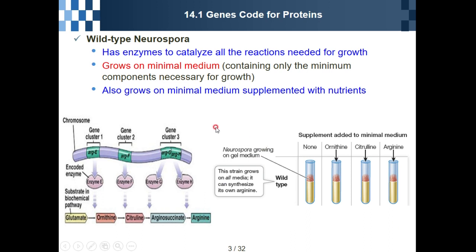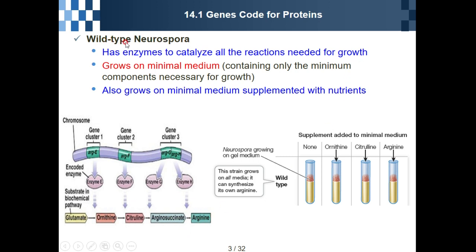Okay, so let me start from the wild type Neurospora. Wild type Neurospora has all of the enzymes to catalyze all the reactions needed for growth. For example, the Neurospora needs arginine. Usually they make arginine from glutamate. After that, they use enzyme E. The glutamate changes to ornithine. After that, they use enzyme F. This one changes to citrulline. After that, they use enzyme E and H. So citrulline is finally changed to arginine. So they need arginine for growth.